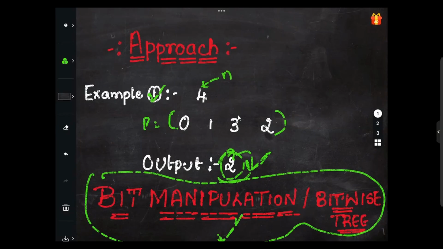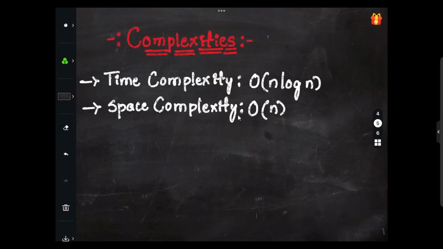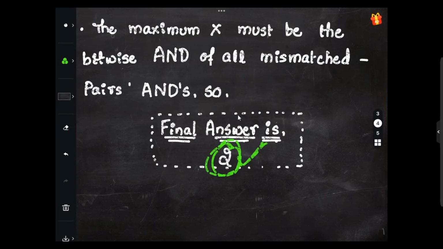As we are done with the approach and familiar with it, it's good that we move forward with the complexities part, right? So what is the overall time complexity here? The time complexity would be O(n log n) because we will be going with sorting. The first step in the approach is sorting.